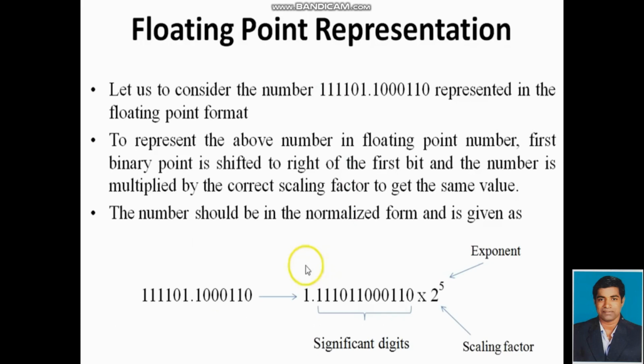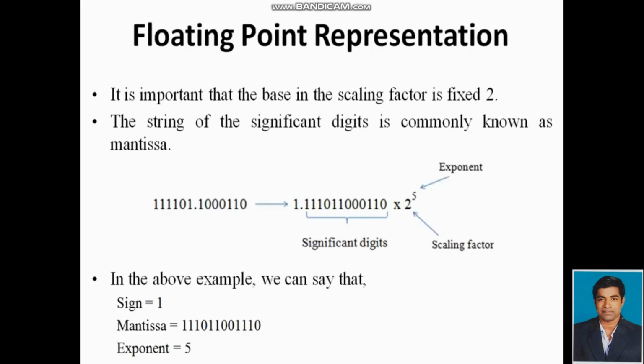Here the value after the decimal point is given as the significant bits, and it is a binary representation. The base value is the scaling factor and the exponent value is considered as the exponent. In the floating point representation, it is important that the base of the scaling factor is fixed to 2 because this is a binary representation. The string of significant digits is commonly known as the mantissa.